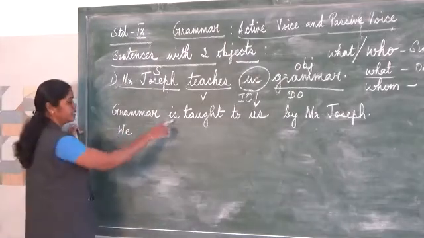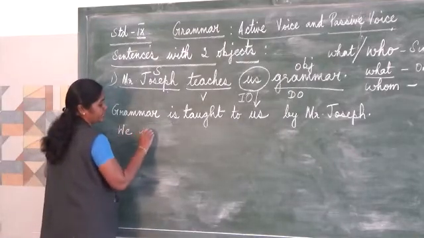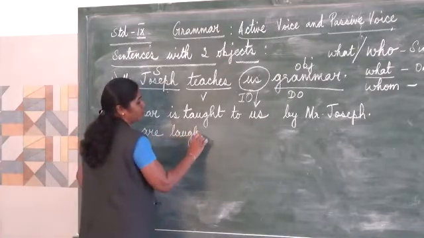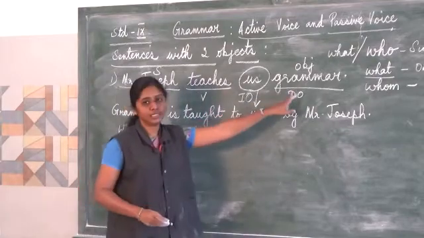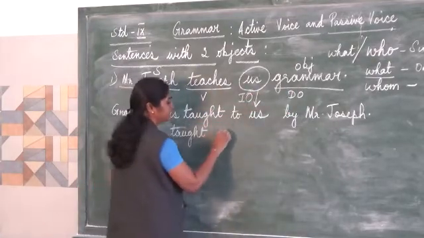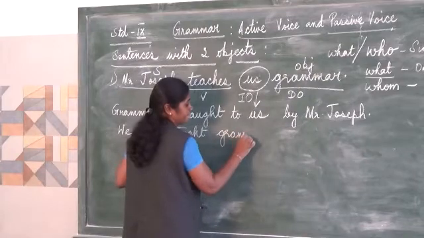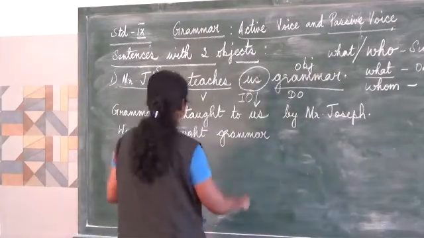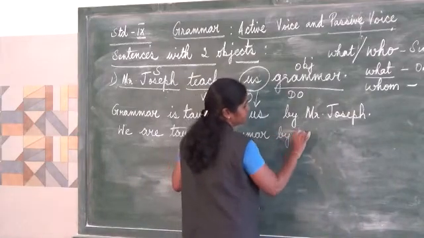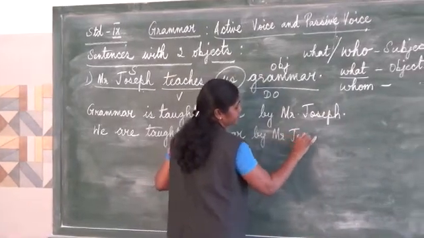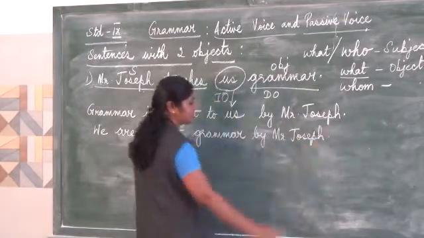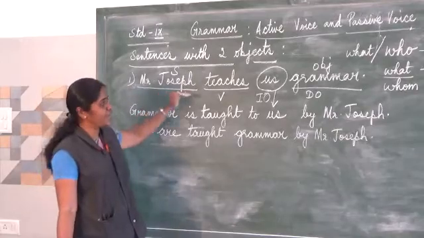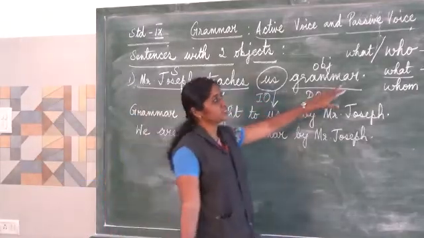For plural, the be verb will be are. We are taught. What are we taught? We are taught grammar. So now this grammar you bring it here. We are taught grammar by Mr. Joseph. That's all.